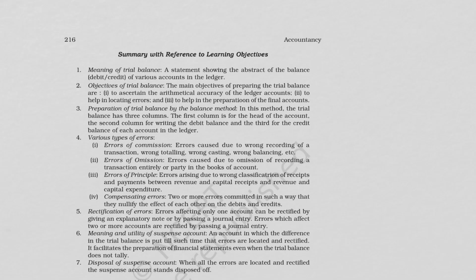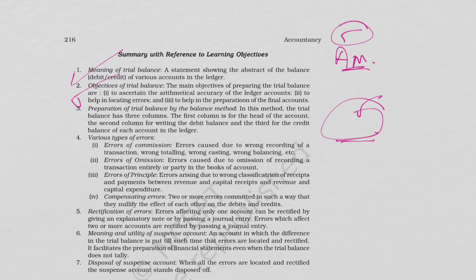So students, let us briefly summarize what we have learned in this chapter. So in this chapter we first understood the meaning and purpose of trial balance. So we understood trial balance is a statement prepared from the balances of all the ledger accounts to check the arithmetical accuracy of the books of accounts. We also learned that the trial balance helps in detecting certain errors, but it cannot detect all the errors. So even if the trial balance agrees, some mistakes may still exist in the books.